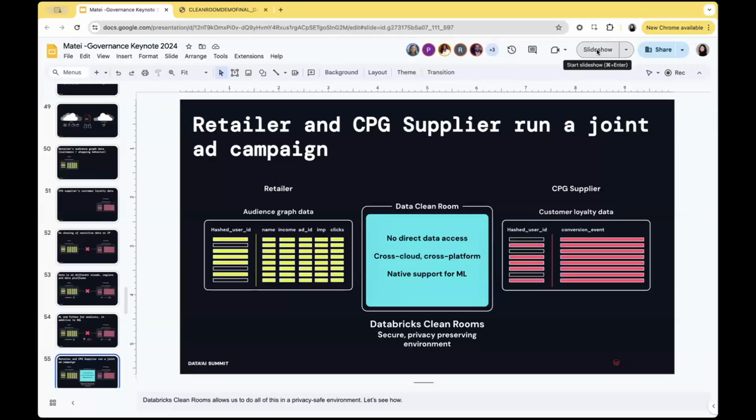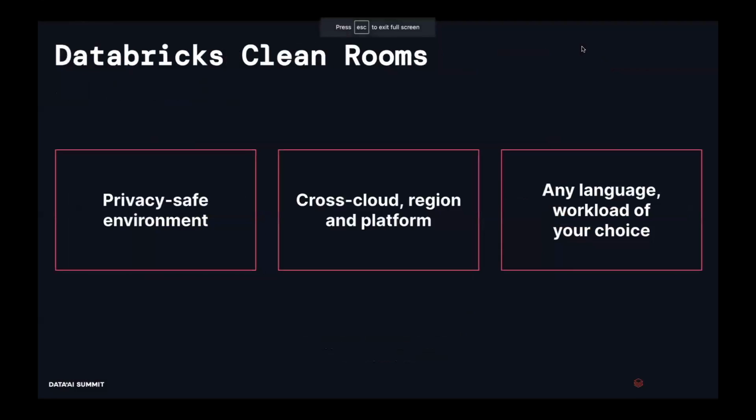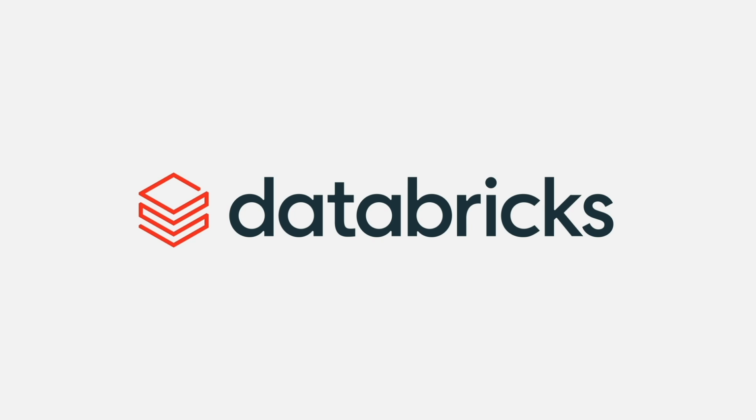So let's summarize what we just saw. Our retailer and supplier were able to bring their respective customer data to a privacy-safe clean room and collaborate. It didn't matter that they were in different clouds, regions, and data platforms. They were able to collaborate on more than just structured data, and they used Python for machine learning. At the end, they were served delightful results via a notebook.